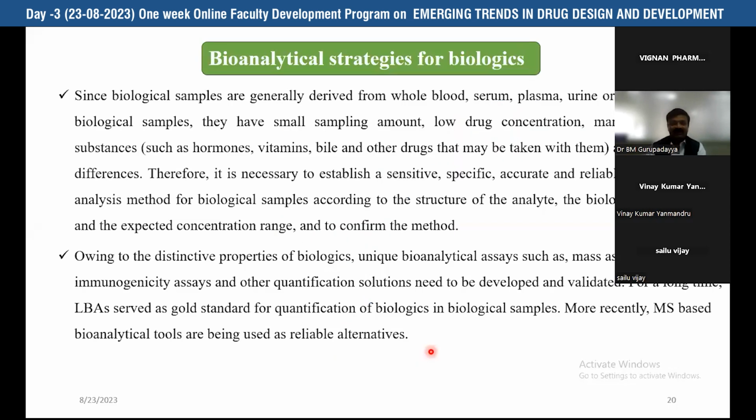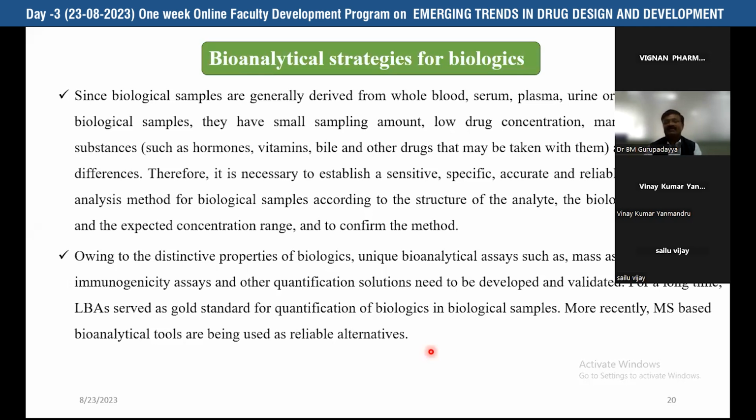So now we came to the important stage, that we are in the bioanalytical strategies for the biologics. There are different strategies involved in the biologics here, since the biological sample is derived from whole blood, maybe serum or plasma or urine, and when the amount of the sample is small.